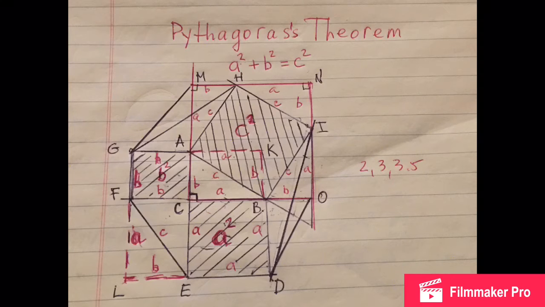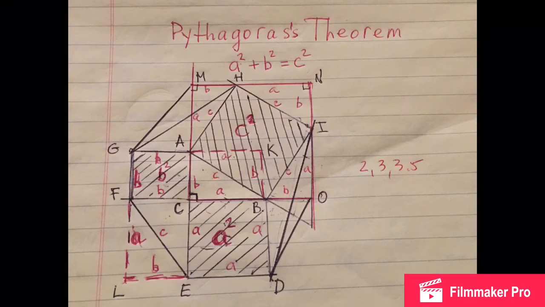For this, let's make additional constructions. Describe around the square AHIB another square MNOC in such a way that the vertices of the square AHIB lie on the sides CM, MN, NO, OC correspondingly.